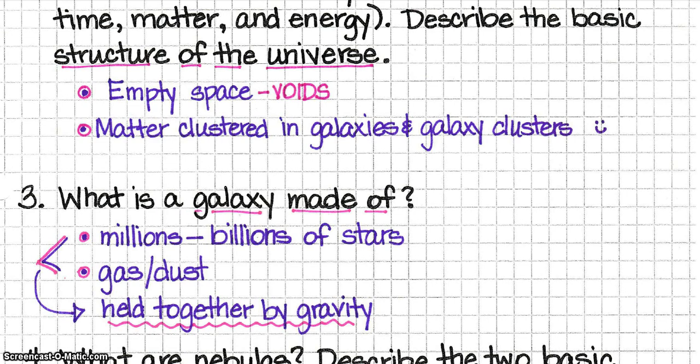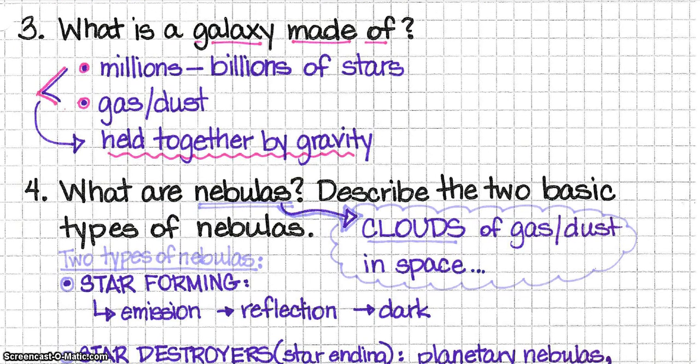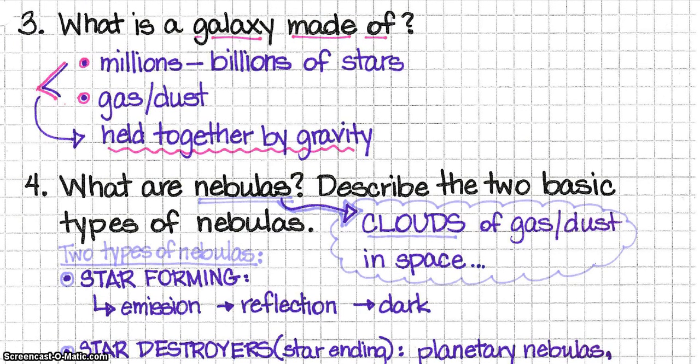What is a galaxy made of? All right, well, we've just said that all of the matter in the universe is clustered or clumped into galaxies, and so that's going to be millions or billions of stars, some gas and dust, which would make up our nebulas. And all of those things are held together by gravity. So basically, here's your galaxy ingredients. A bunch of stars, some gas and dust, but all of those ingredients are held together by the force of gravity. And just feel free to pause this anytime you need to so that you can write in what we're doing. All right.